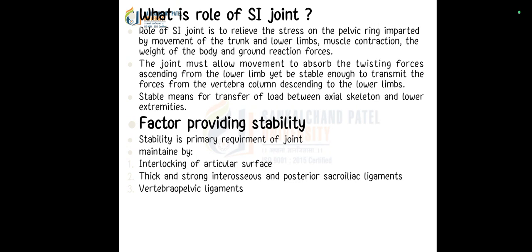Stable means for transfer of load between the axial skeleton and lower extremities. Factors providing stability: stability is the primary requirement of the joint, maintained by interlocking of articular surfaces, thick and strong interosseous and posterior sacroiliac ligaments, and vertebropelvic ligaments.